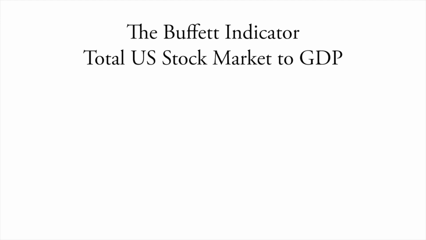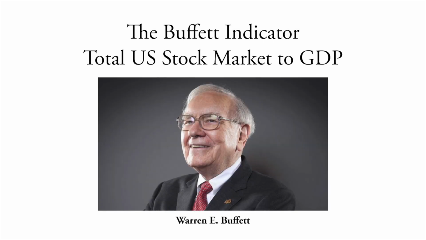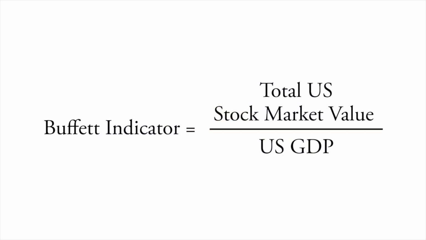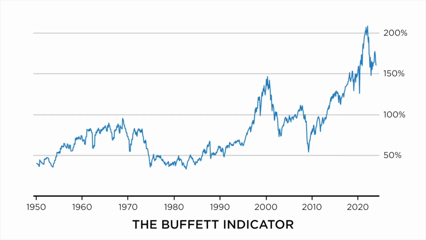Another important indicator regarding the health of the stock market is called the Buffett indicator, after the famous investor Warren Buffett, who first described it in a 2001 essay in Fortune magazine. This indicator divides the total market cap of US stocks by the US GDP. Historically, this ratio has rarely gone over 100%. During the dot-com bubble, it reached as high as 146%. And during the 2008 housing bubble, it reached 111%.